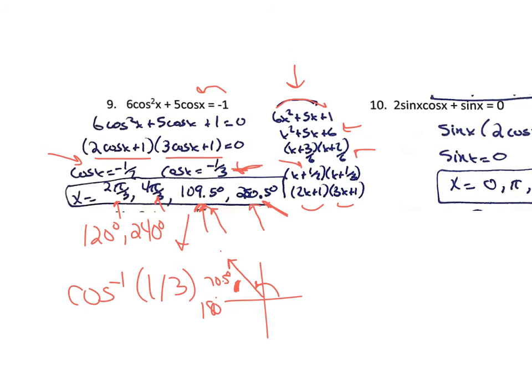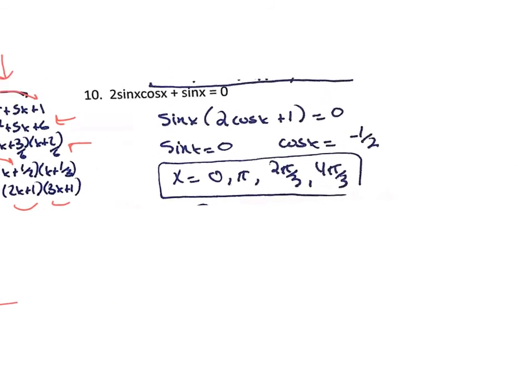Well, cosine is also negative in quadrant 3. So I need the 70.5 down there. So I just added it to the 180 and got 250.5. Hope that's okay. Number 10.